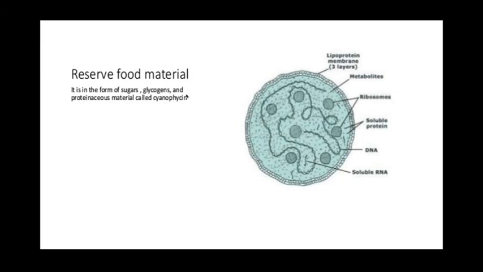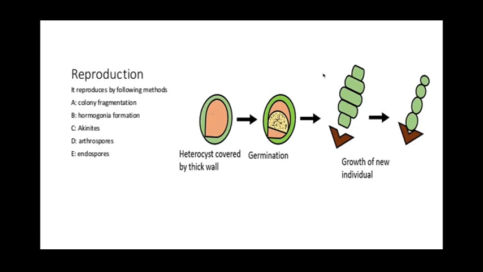Reserve food material, I've already told you, is cyanophycean starch. It is in the form of sugar, a little bit of glycogen, and proteinaceous material called cyanophycean starch. So this is again a structure of soluble protein, soluble RNA, ribosomes, metabolites, and lipoprotein membrane.